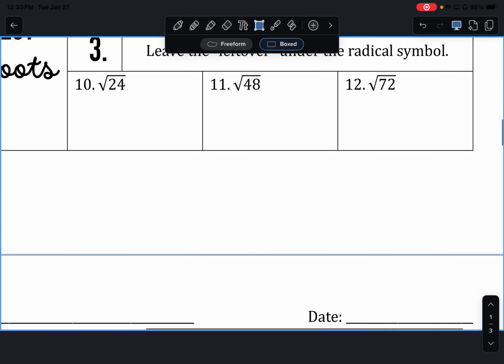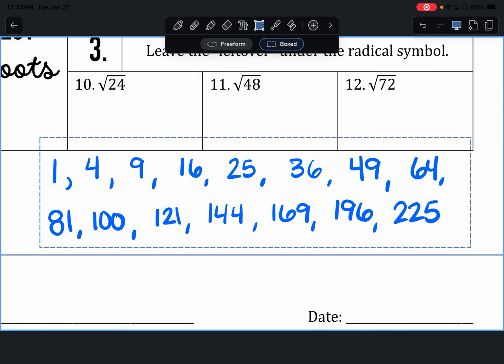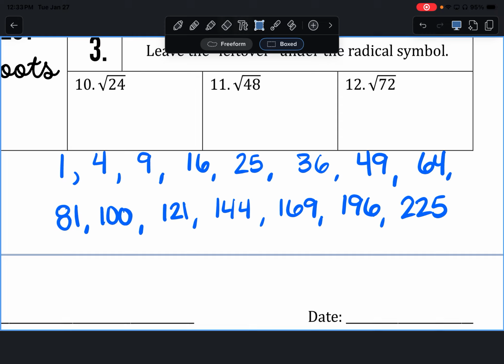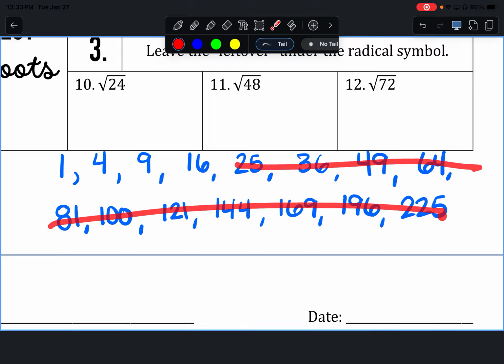So let's go ahead and we're going to start with 24, okay? So we already know that 24 is not divisible by anything bigger than 25, correct? Is 24 divisible by 16? Is 24 divisible by 9? Is 24 divisible by 4? Yes. That is the biggest perfect square that can go into 24.